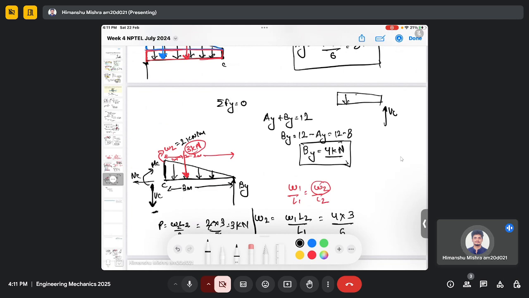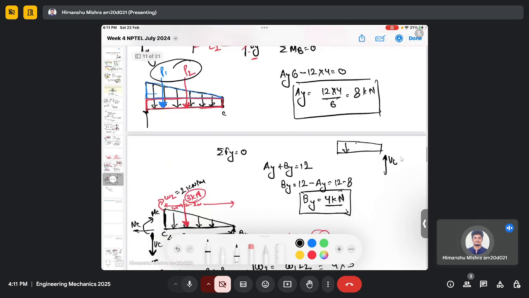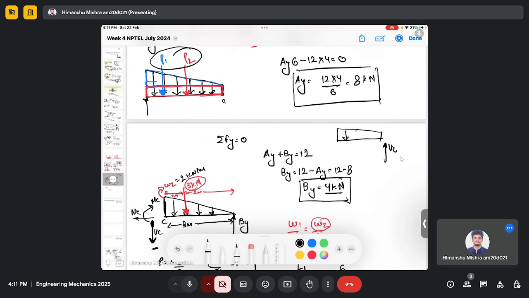You can assume anything, but at the intersection, the direction should be opposite for the left hand and right hand side diagram. That's the only thing. Got it. Thank you.